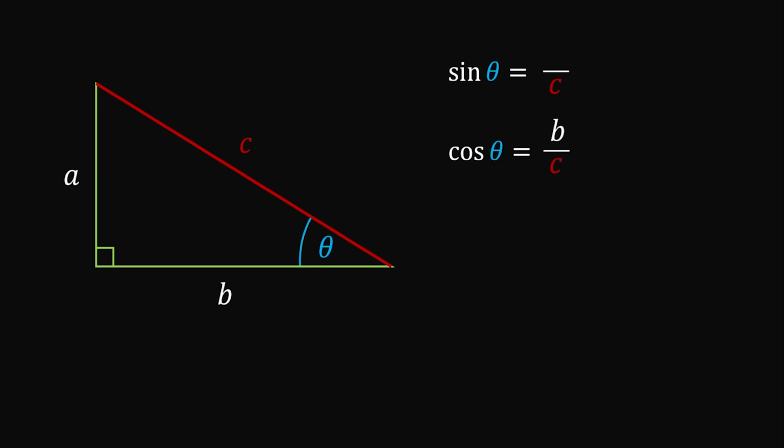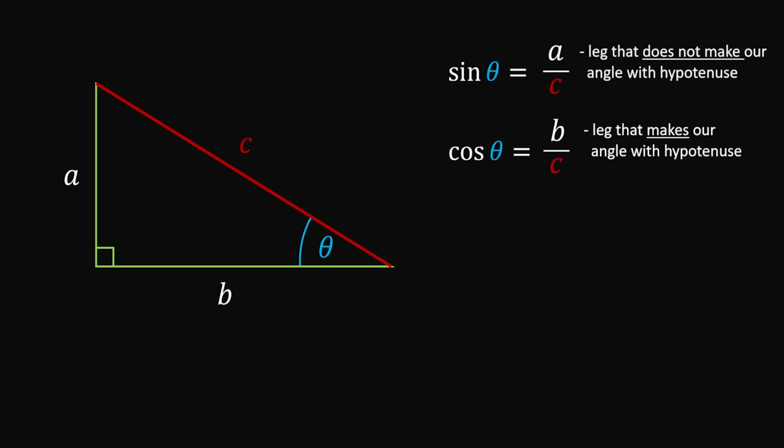So the leg that makes our wanted angle theta with the hypotenuse is B in this case, and this will always go into the numerator of the cosine function. So the easiest way to start with sine and cosine is to first find the cosine, because remember, B will be the leg that makes our angle with the hypotenuse. Next, let's try the sine of theta. Well, you guessed it, it's the side that doesn't make the angle with the hypotenuse, and in this case it's the leg A. So in the sine we will put the leg that does not make our angle with the hypotenuse. And this is a really great tip for you guys to remember.